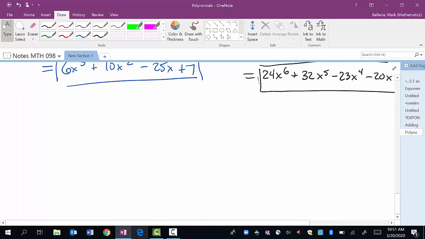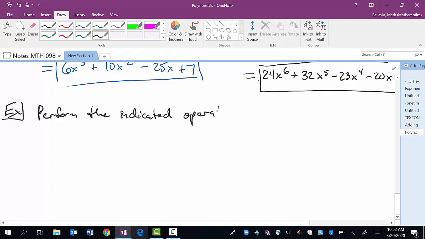And I just want to do one example that kind of combines things that you may have seen before into one problem. So if I just wrote perform the indicated operation.